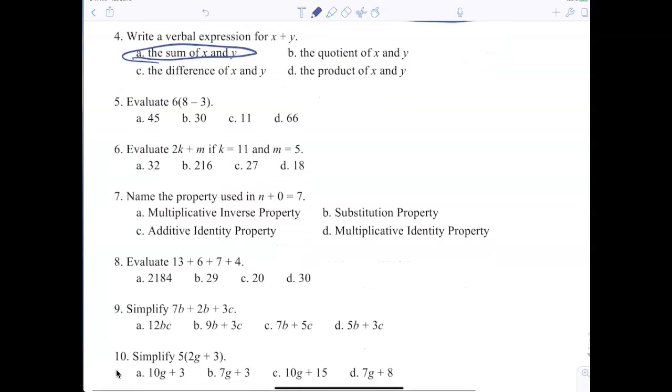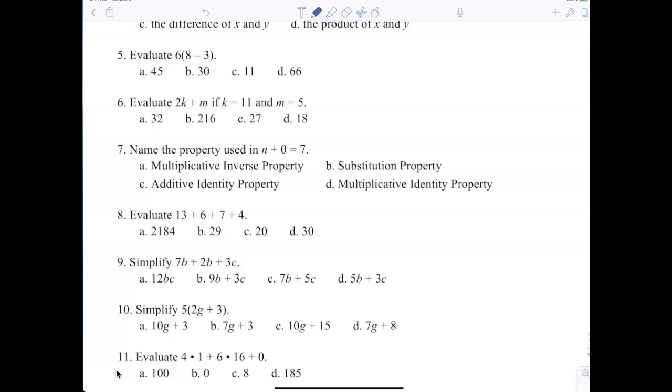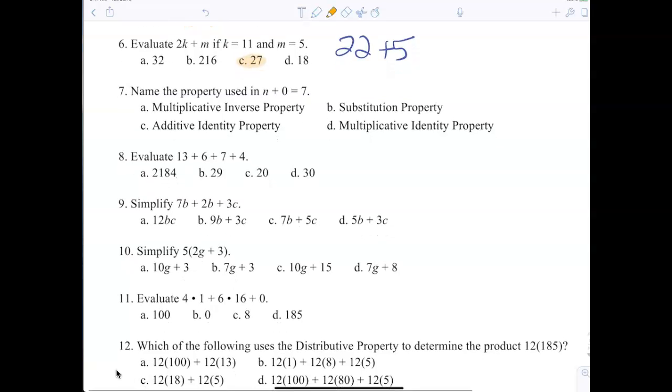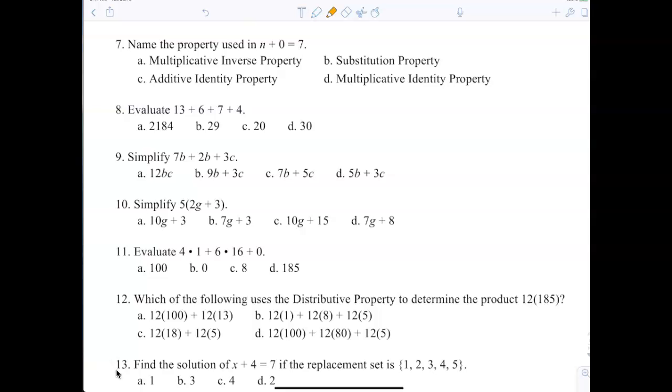Sum. Now, in this case right here, you're allowed to use a calculator, but if you use a calculator on the entire test, you're not going to get finished. All right, so there's little basic order of operations stuff I think you should be able to just do mentally. Of course, you would do what's inside the parentheses first. That's 5, and then 5 times 6 is 30. All right, now you're evaluating for 6. 2 times k would be 22 plus 5, which is 27.